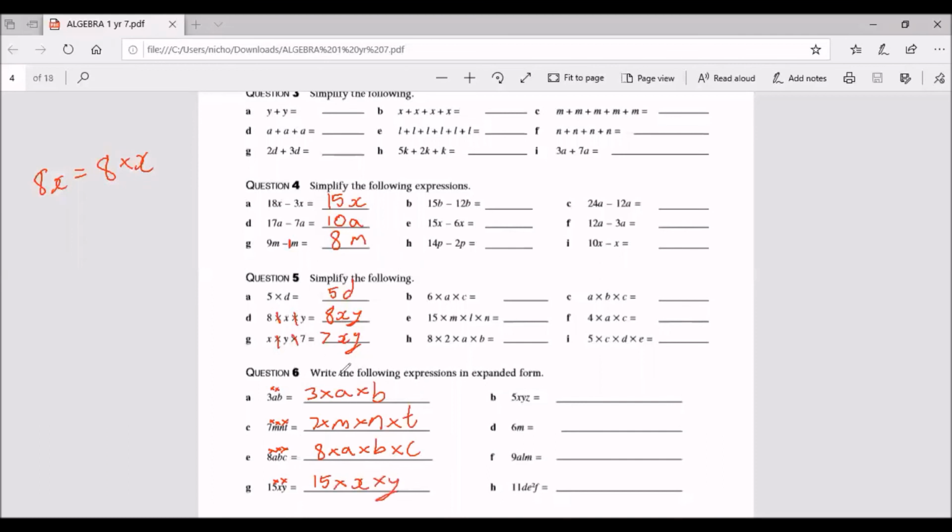So this has been simplifying algebraic expressions. What have we learned? We've learned what pronumerals and coefficients are. We've learned how to add and subtract like terms. And we've learned how to simplify like terms and write them in expanded form. So that'll be it for simplifying algebraic expressions.